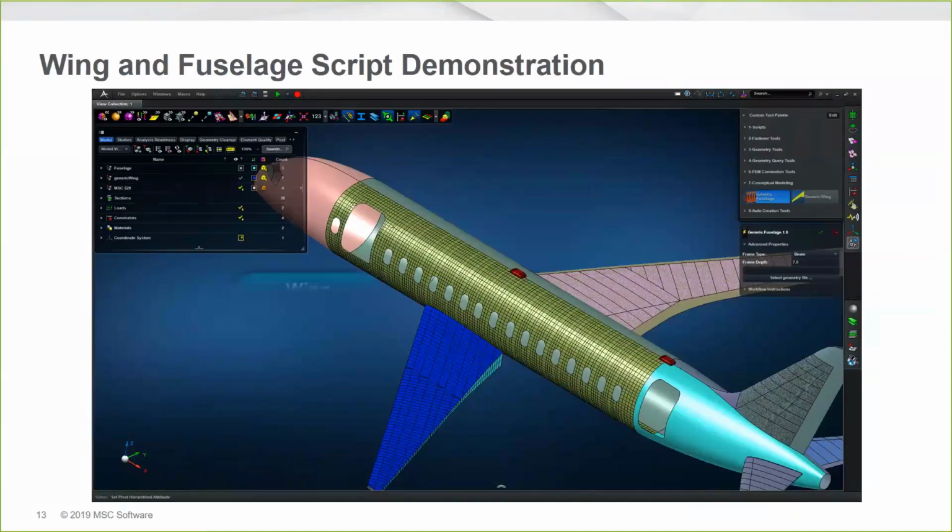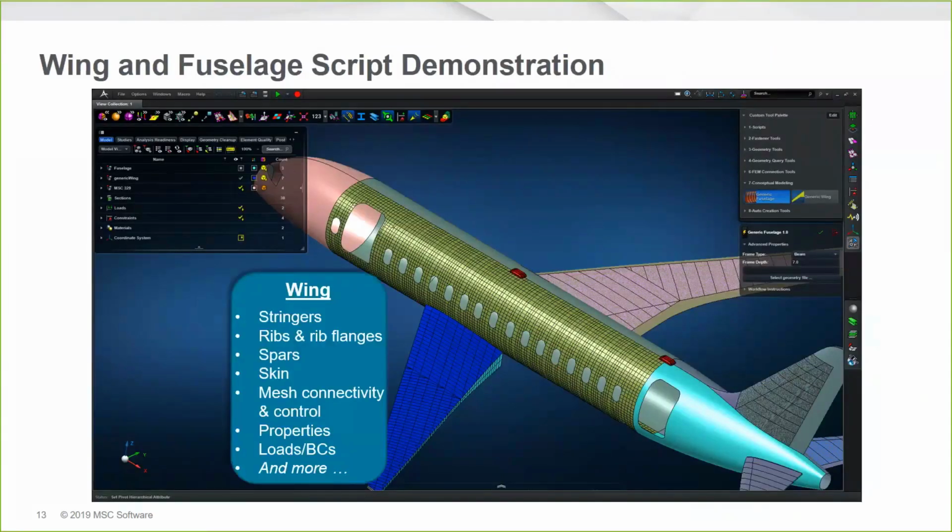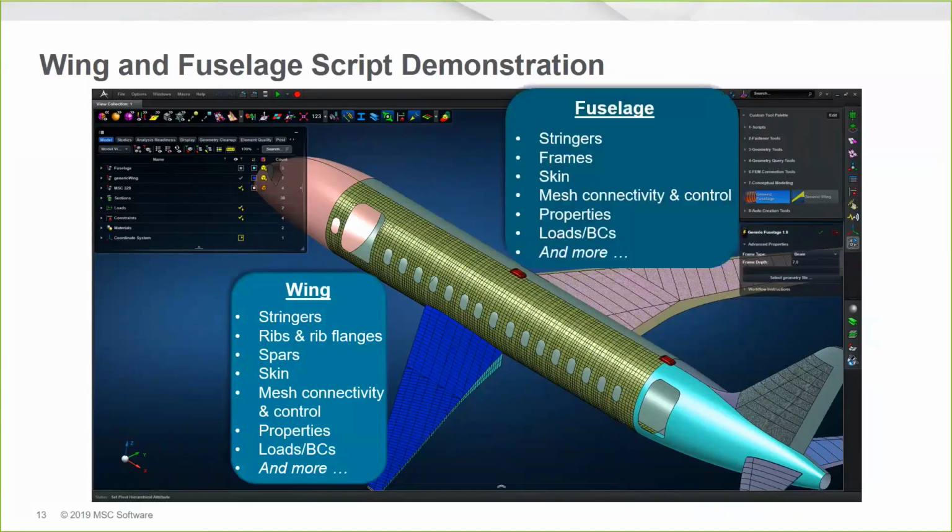So let's look at a couple of examples. We're going to look at a wing example, and we're going to look at a fuselage example. The scripts that I have written are real in the sense that they actually work on a lot of different geometry types. I've got several different wing variations and things like that, and the scripts work.